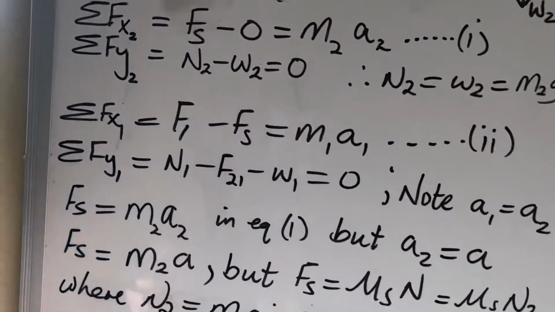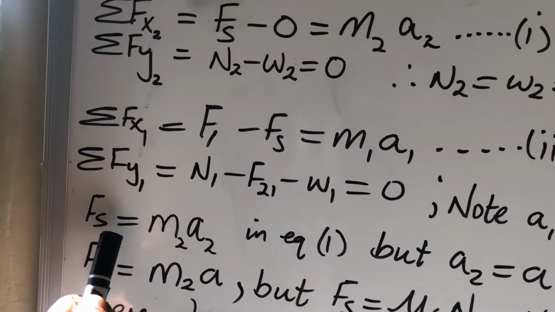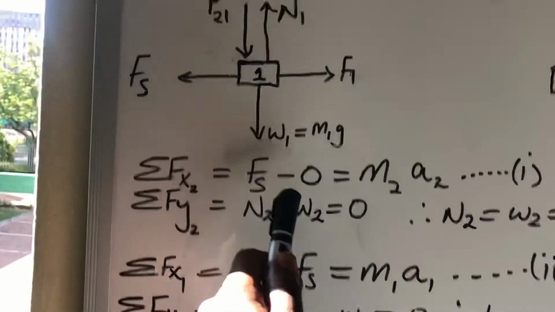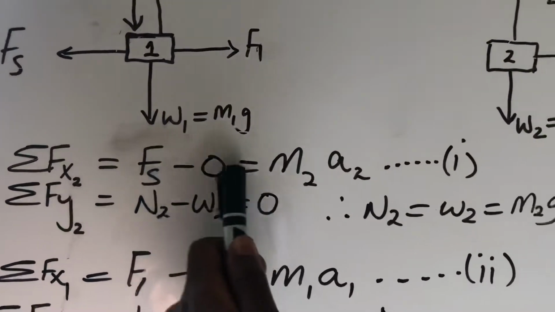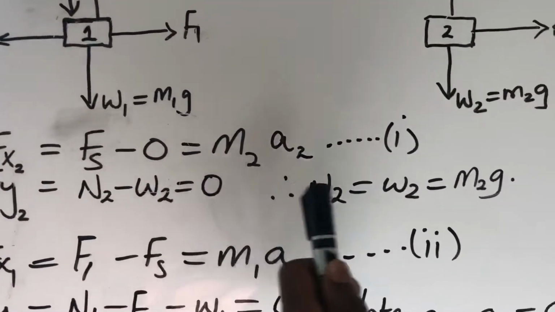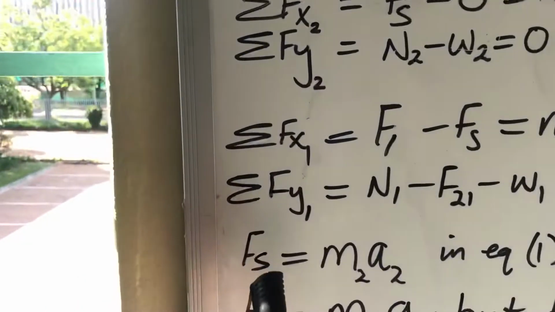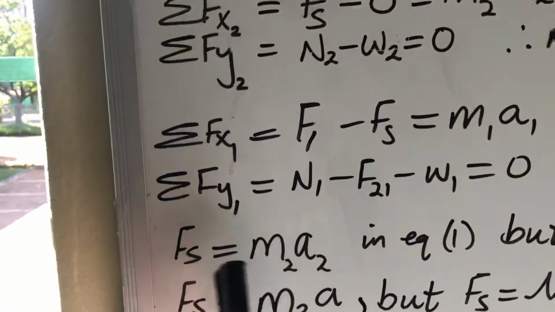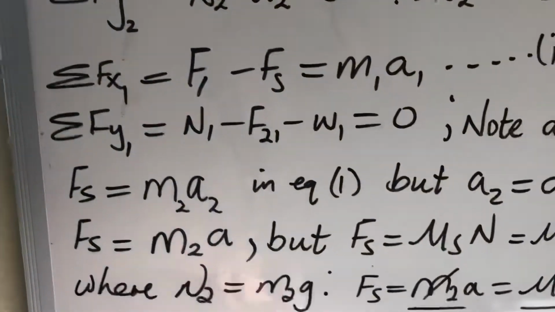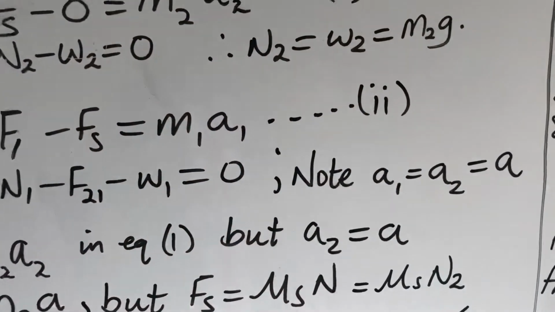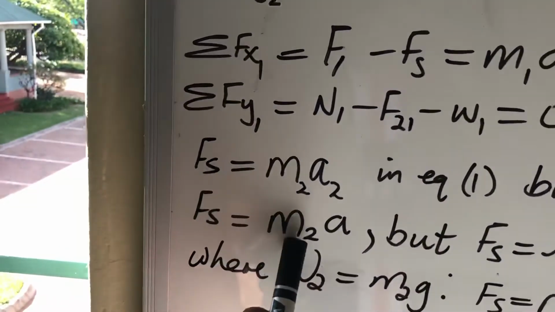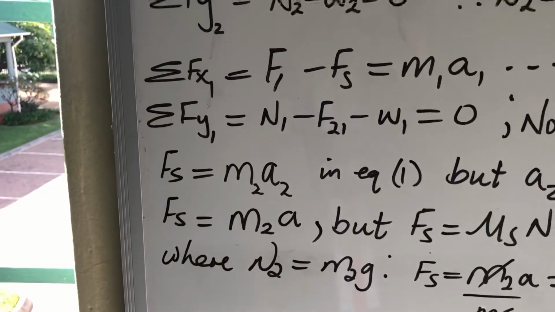So now, if we come back to equation 1, if we remove this 0, Fs is going to be equal to M2A2. That's what you see me writing here. Fs is equal to M2A2. So this is what we have in equation 1. But we know that A2 is equal to A. Therefore, Fs is equal to M2A, like that.